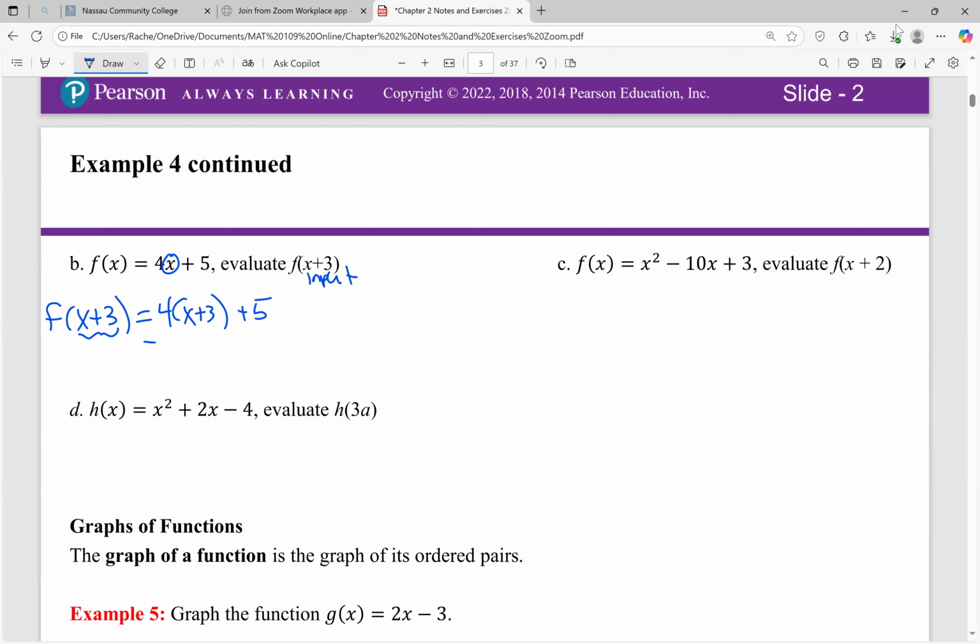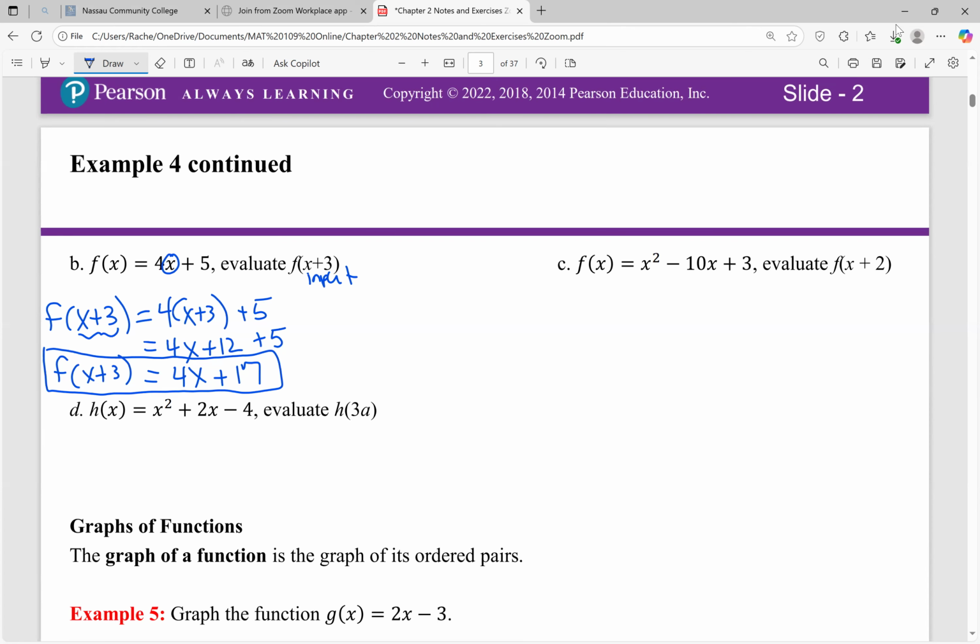And now we could simplify that, right? So we're going to get 4x plus 12, right? Distribute the 4 and then plus 5. So we're going to get f of x plus 3 is equal to 4x plus 17. So again, we're not always going to get a constant when we evaluate a function. Like in this case, we evaluated the function at a binomial in terms of x. So my answer is going to contain x also.